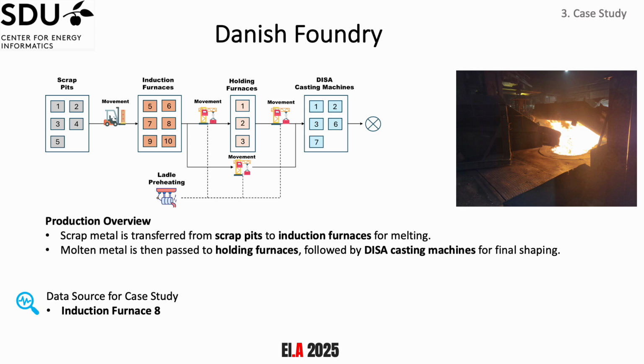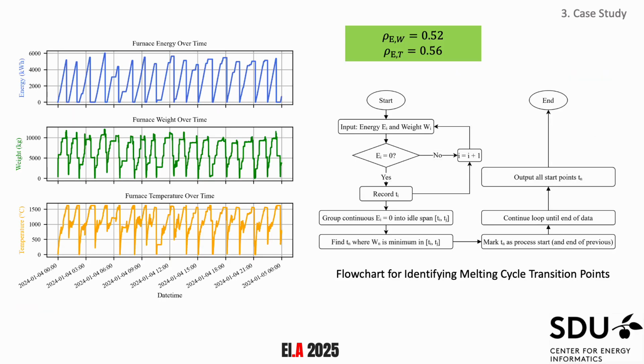The case we use to validate our framework is a Danish foundry, and the figure shows a production overview. And the data we used is from the induction furnace 8. The figure on the left side shows a 3-time series signal from the furnace, and the energy shows the clearest separation between cycles. And the results of the correlation analysis also show a strong relationship among those variables.